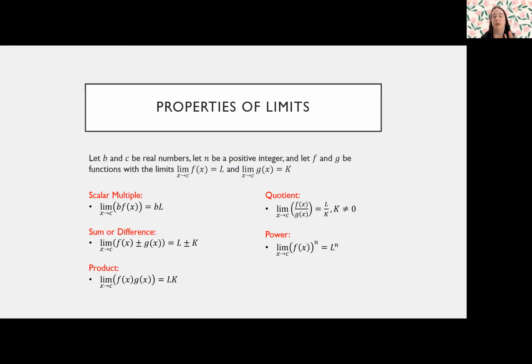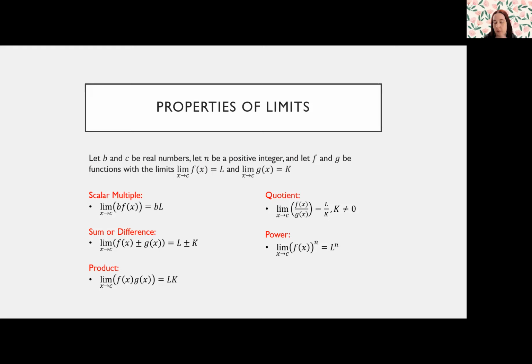These properties are things you can do to limits that allow you to take a really complicated function and break it down into something a little bit easier. So we have b and c, which are just real numbers. N, as we have it under the power, is just a positive exponent. We have functions f and g. Whatever the limit of f is, call it L, and the other one is K, just whatever the number is when you actually find the limit at that particular value.